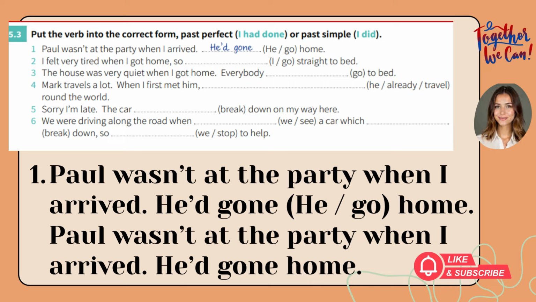So we use past simple to talk about your arrival. This is your main story moment. And we use past perfect to explain that Paul left before you got there. This happened earlier, before you arrived. Past perfect, the earlier action. Why not past simple for both? Good question. If you said, "Paul wasn't at the party, he went home," it sounds like he left after you arrived. That's not true. He was already gone when you got there. So we say, "he had gone home" because it happened before your arrival. This is why we use past perfect to make the time order clear.